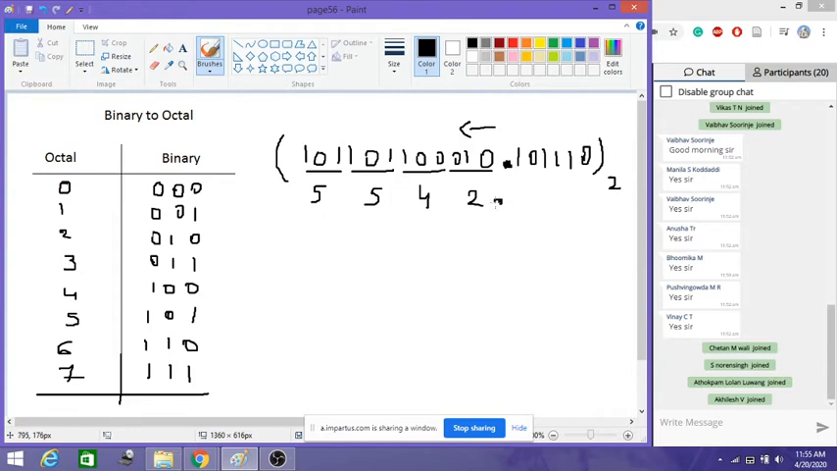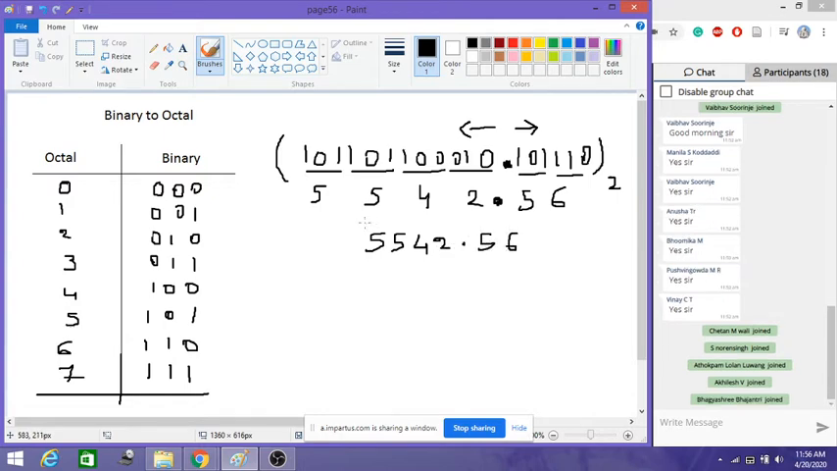Now the decimal point is here, so write the decimal point. From the decimal point to the right side, start grouping 3 bits from the decimal point going right. This is again 5. Next group another 3 bits, and this is 6. Finally this number is 5 5 4 2.56, to the base 8.